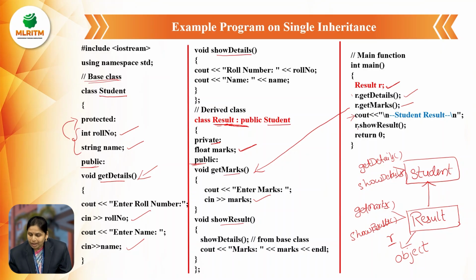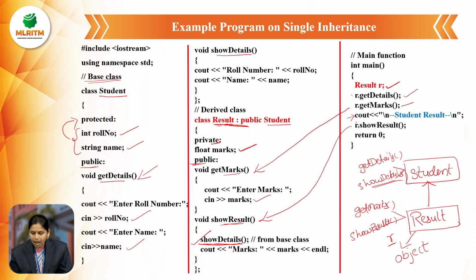So r dot show result directly calls the show result method. The control directly goes to the child class and it executes the show result method. But in this show result method, we are calling one more function, that is show details. Where is it present? It is present in the student class, which means it is a parent class method. So when we call the show result, first it executes the show details method.